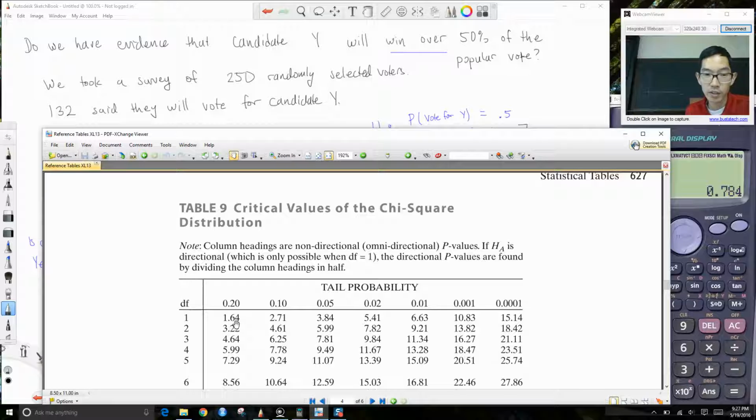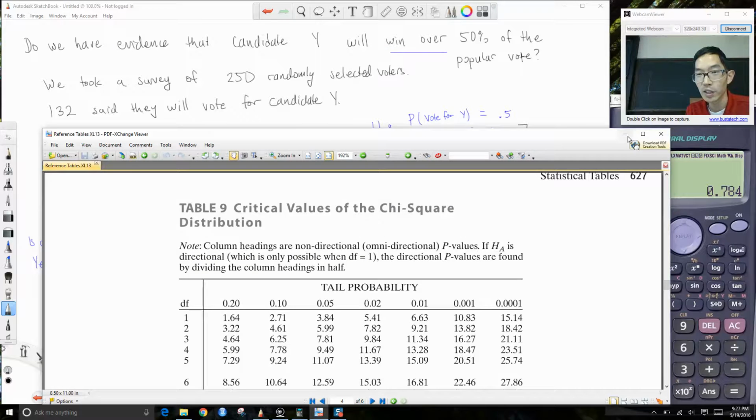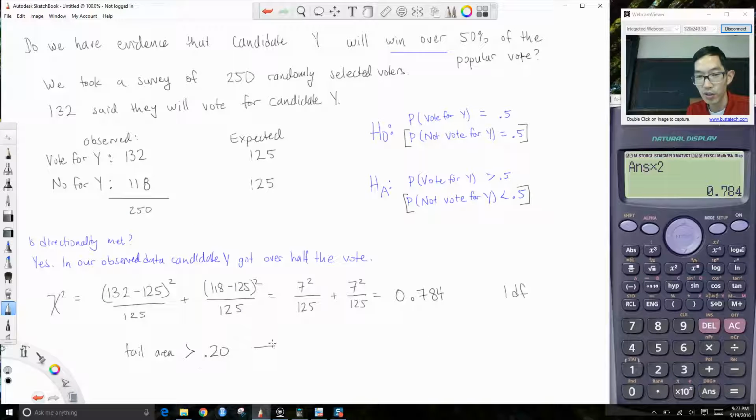And so looking at here, I see the first value that shows up is 1.64. So all I know is that my tail area is greater than 20% because these are for non-directional alternatives. I would take this and divide by 2. So that just means my resulting p-value is over 10%. Okay? And so we would say, do not reject the null hypothesis.